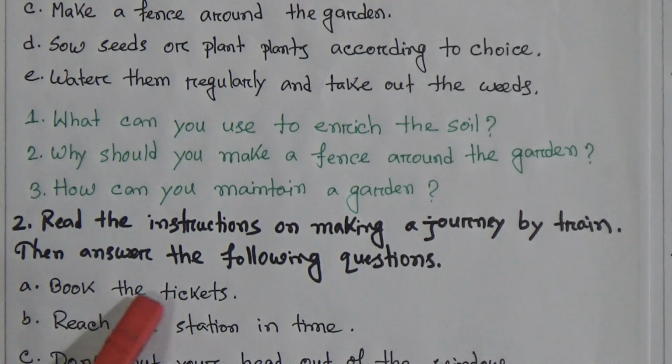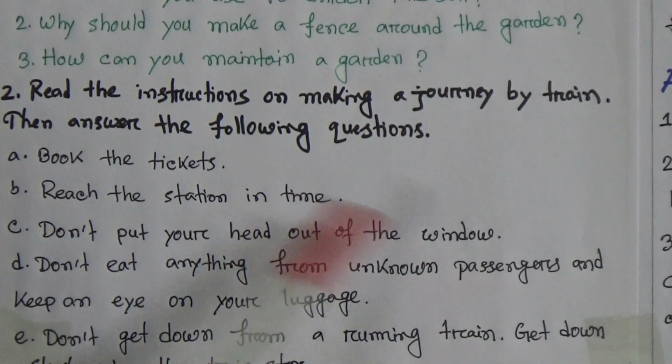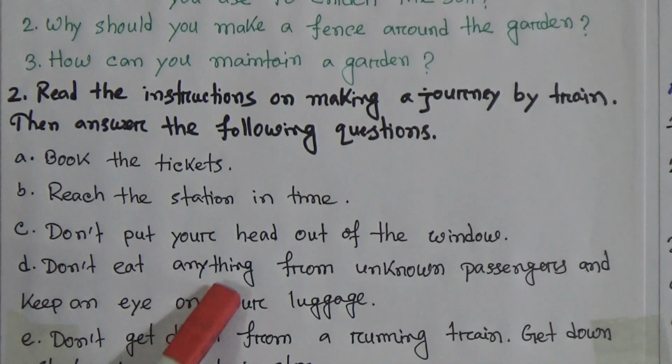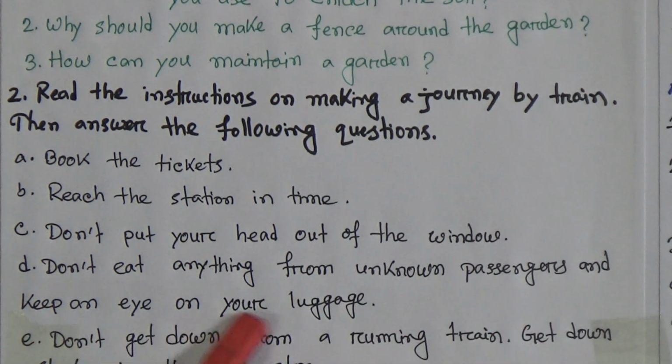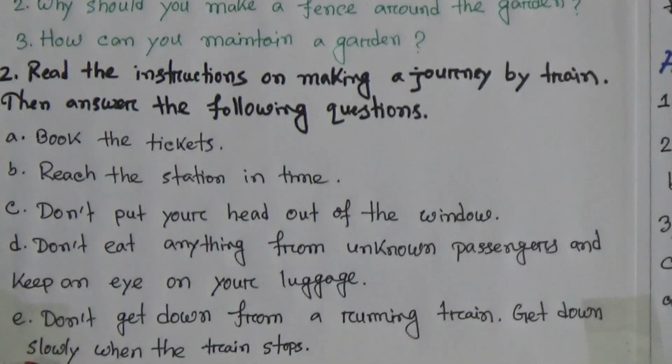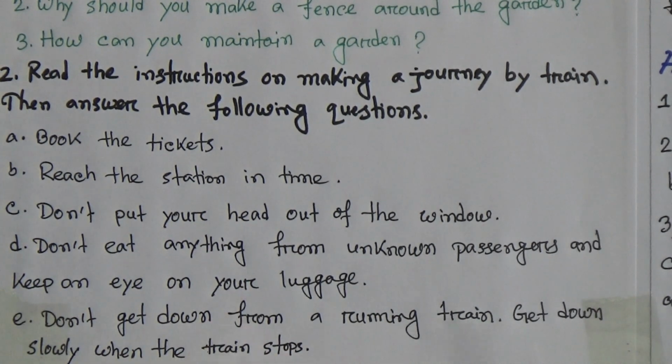Point A, book the tickets. Point B, reach the station in time. C, don't put your head out of the window. D, don't eat anything from unknown passengers and keep an eye on your luggage. And E, don't get down from a running train. Get down slowly when the train stops.